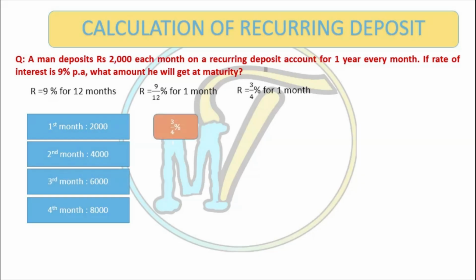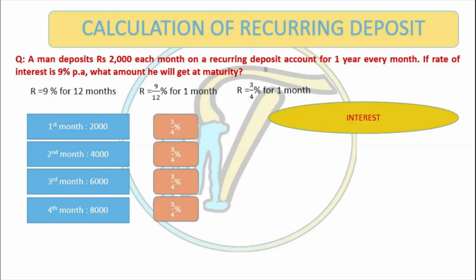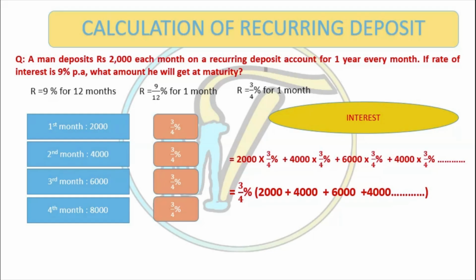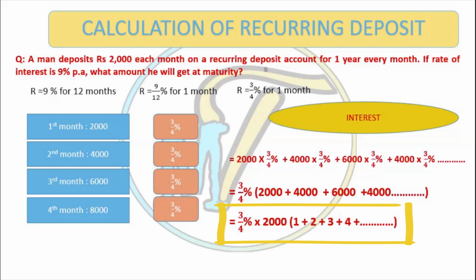If we were to calculate the interest manually for every single month, it would be the sum of each month's balance multiplied by our monthly rate of 0.75%. But doing that for 12 months is exhausting. Notice how every single term shares a common factor. We can pull out the 0.75% and the initial deposit of 2000. When we factor those out, we are left with the sum of a simple arithmetic series, 1 plus 2 plus 3 plus 4, all the way to our total number of months.